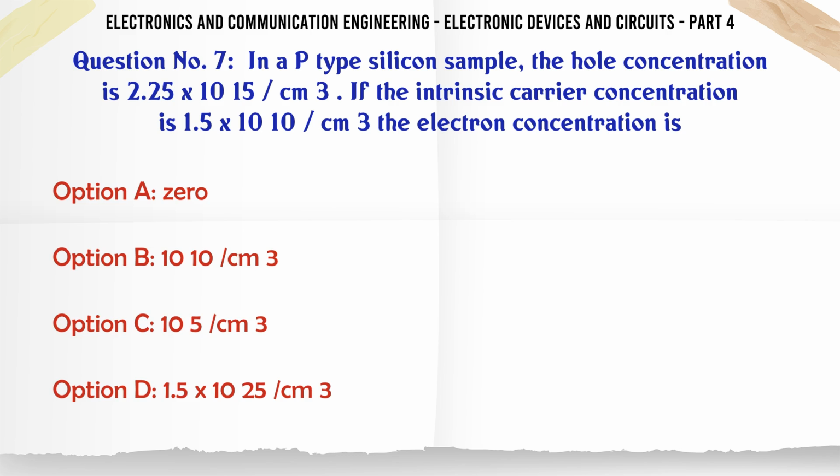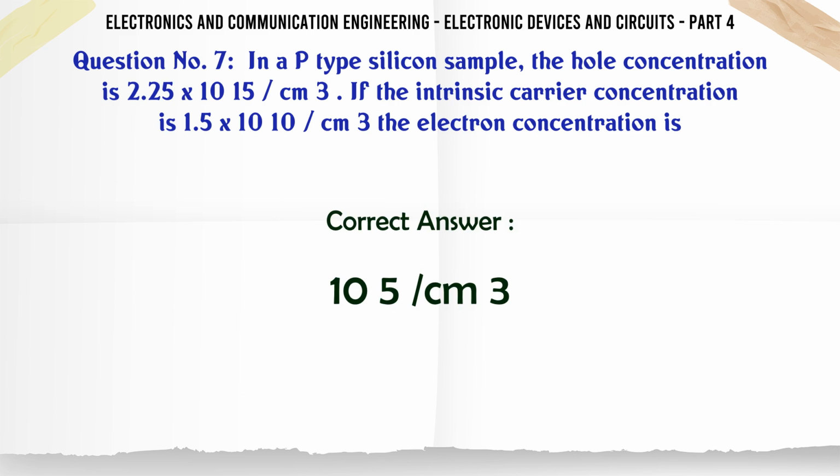In a p-type silicon sample, the hole concentration is 2.25 x 10^15 cm^-3. If the intrinsic carrier concentration is 1.5 x 10^10 cm^-3, the electron concentration is: A. 0, B. 10^10 cm^-3, C. 10^5 cm^-3, D. 1.5 x 10^25 cm^-3. The correct answer is 10^5 cm^-3.